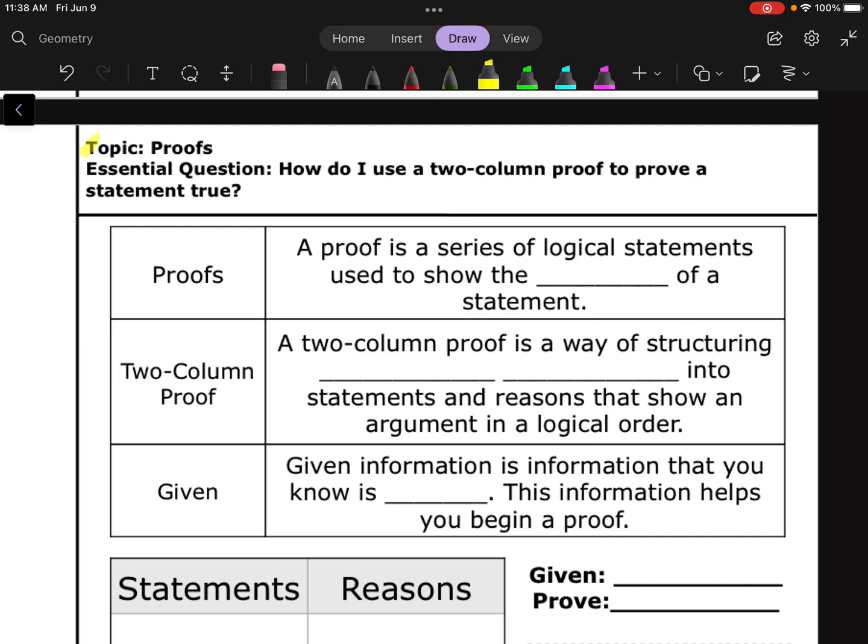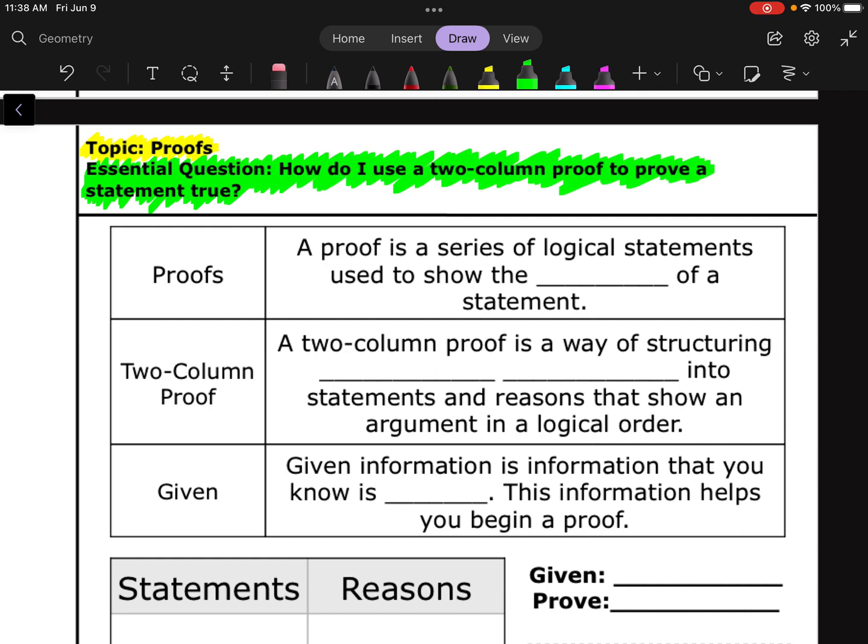Okay, so our topic for today is going to be proofs. And this is going to be a really big topic. When we're talking about proofs, we're talking about the way of logically structuring an argument to prove that some sort of statement is true. So our essential question here for today is going to be, how do I use a two-column proof to prove a statement true?